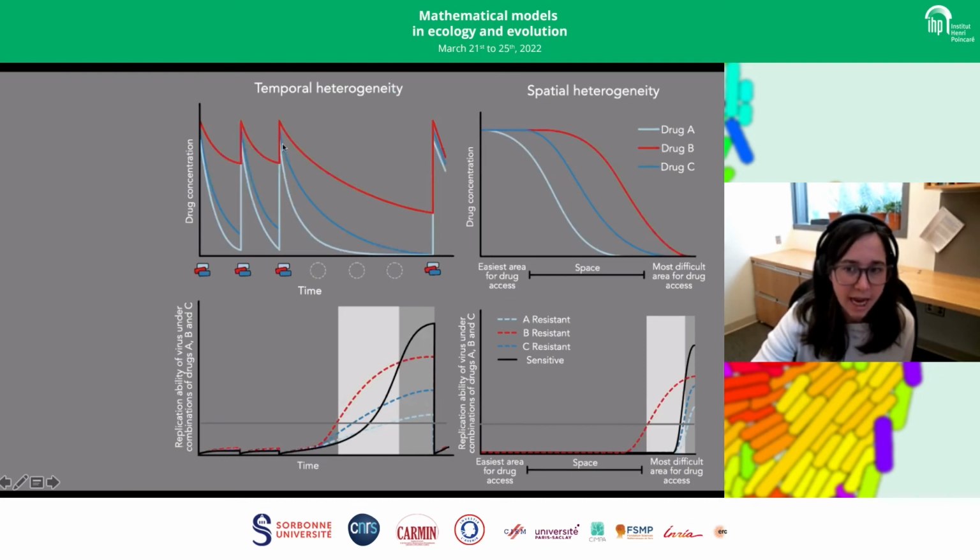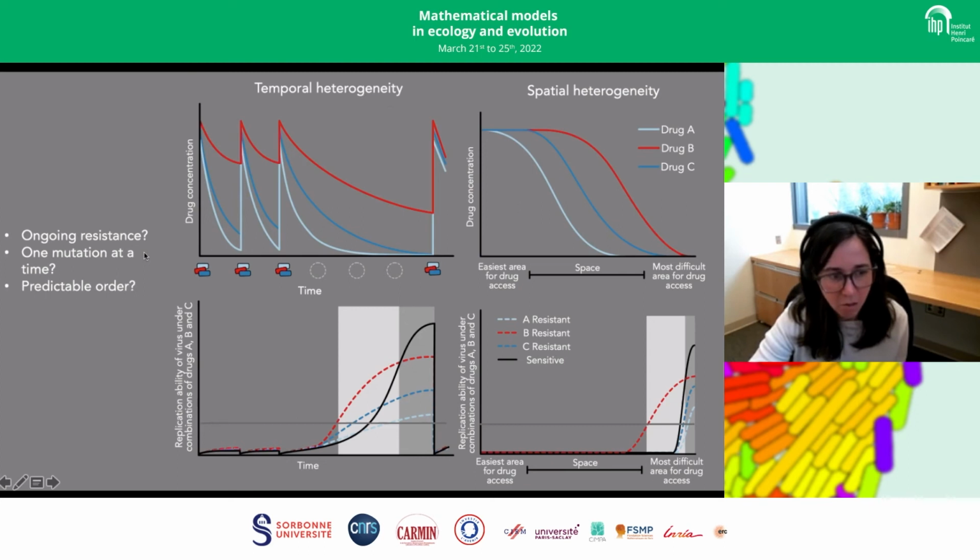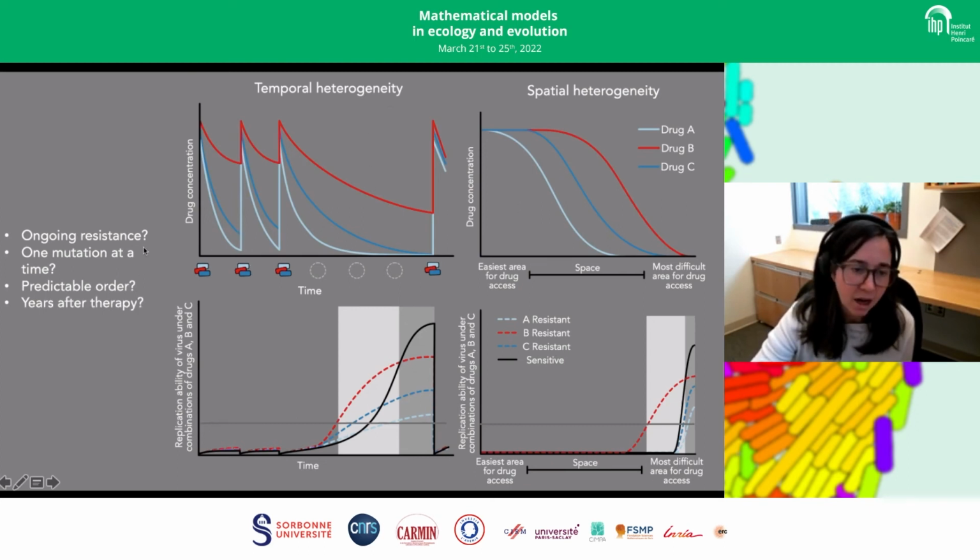So the question is, can these two different models of spatial and or temporal heterogeneity explain the patterns that we've seen in the data? So is there ongoing resistance under these models? Is there one mutation at a time? Is there a predictable order? And does it happen even years after therapy? And a lot of these different things seemingly could fall out of this model.